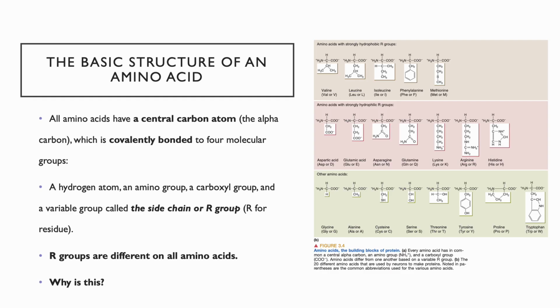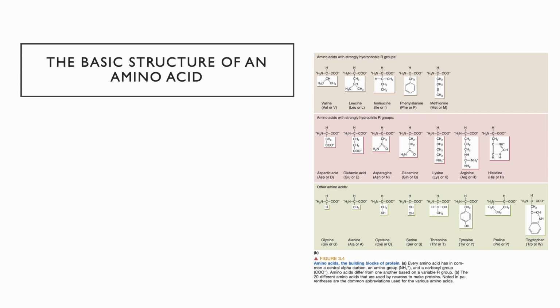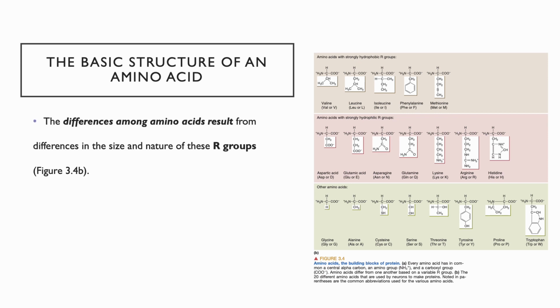Here is the basic structure of an amino acid. They all have a central carbon atom, which is covalently bonded to 4 molecular groups: a hydrogen atom, an amino group, a carboxyl group, and a variable group known as the side chain or R group. The reason I bring up R groups is they play a really important role. R groups are different on all amino acids because they help to create the structure or shape of a protein.